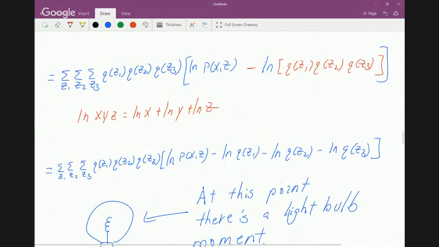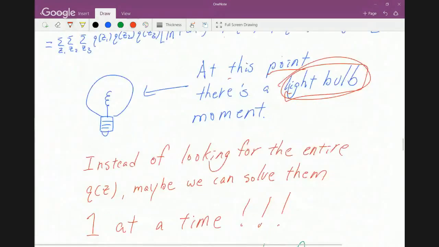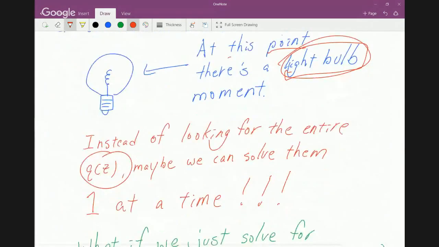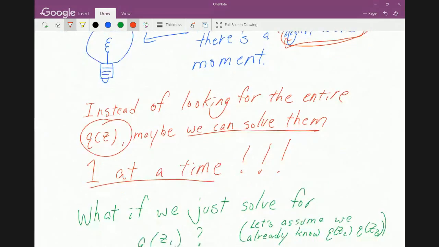Now at this point, notice that Q(Z1), Q(Z2), Q(Z3) are all separated. So maybe we could just solve them one at a time. And this is a light bulb moment. Hey, maybe we can just solve them one at a time. Instead of looking for the entire Q(Z), we can solve them one at a time.